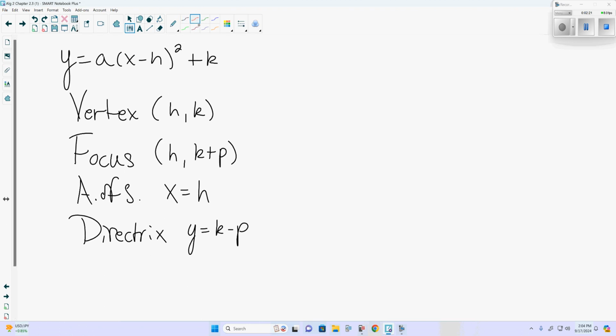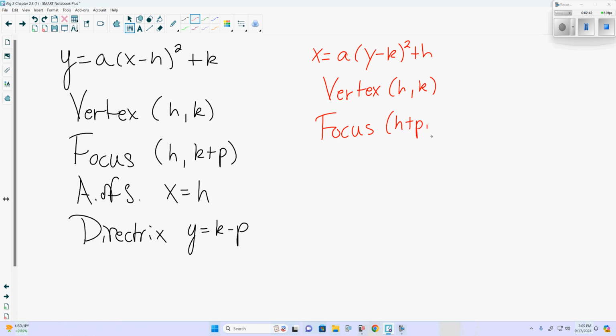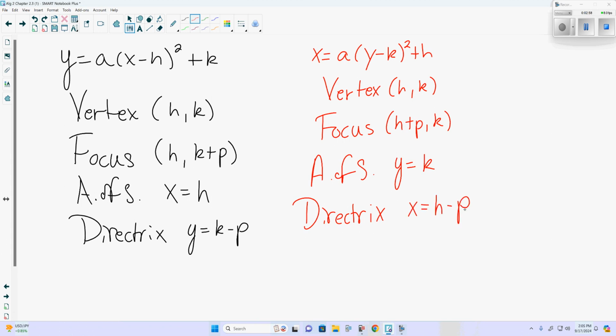So this isn't anything new. This is what we started off yesterday with, these general forms. Our other equation, x is equal to a times y minus k squared plus h. Vertex is still the point h comma k. Focus is h plus p comma k. Axis of symmetry, y is equal to k. And our directrix is x is equal to h minus p.